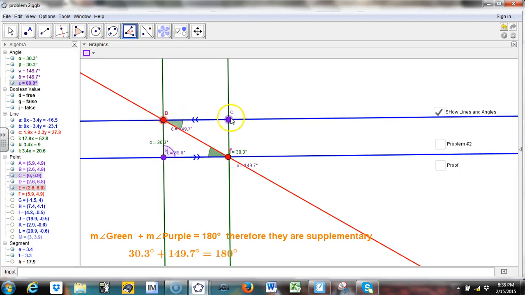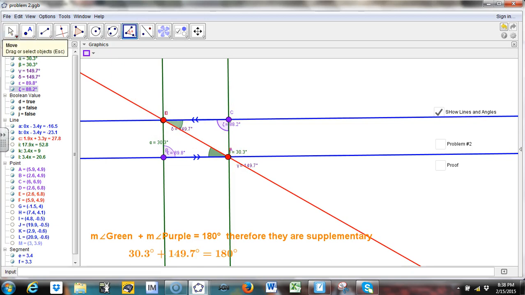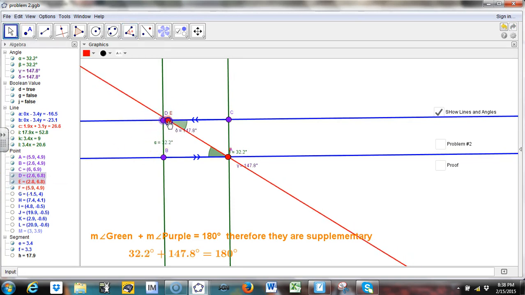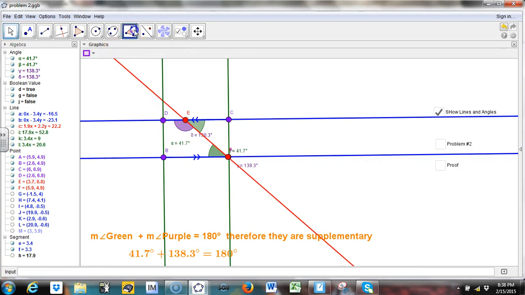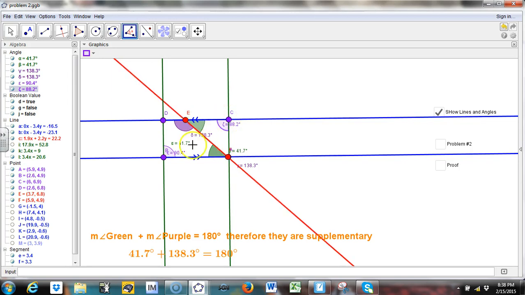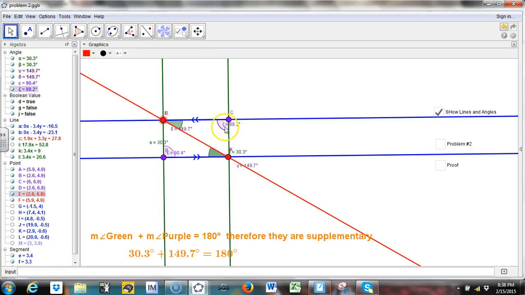So, I must have grabbed the wrong point there. Sorry, I'll try to measure those again. Maybe I'll hide E for a second. Well, sorry, I got some problems going here, but those are supposed to be 90 degrees. So to keep this thing moving here, those are 90 degrees, so my bad.